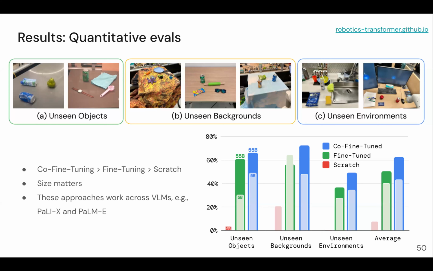Another thing we see is that the wide lines are always the 55 billion parameter model and the narrow ones are 5 billion. Size actually matters a lot to get the generalization that we care about. And lastly, we tried it on 2 different VLMs, and both worked very well. So it seems like a general lesson across internet scale, large foundation model training.